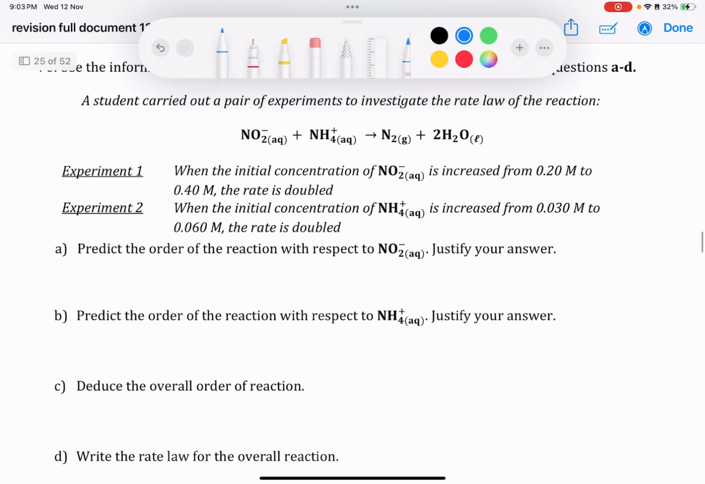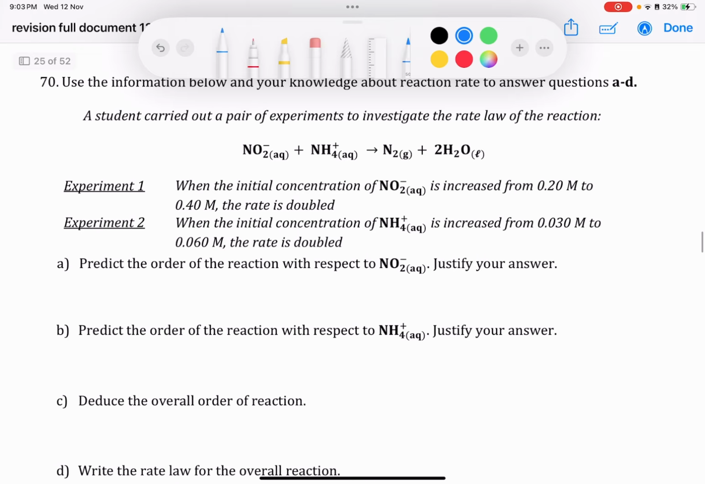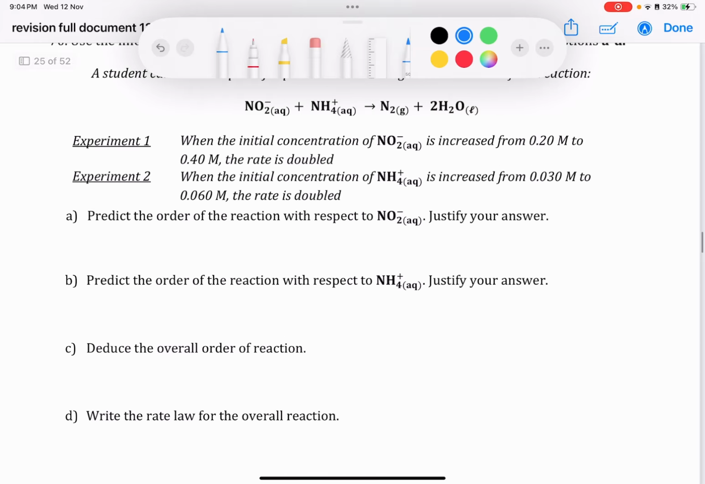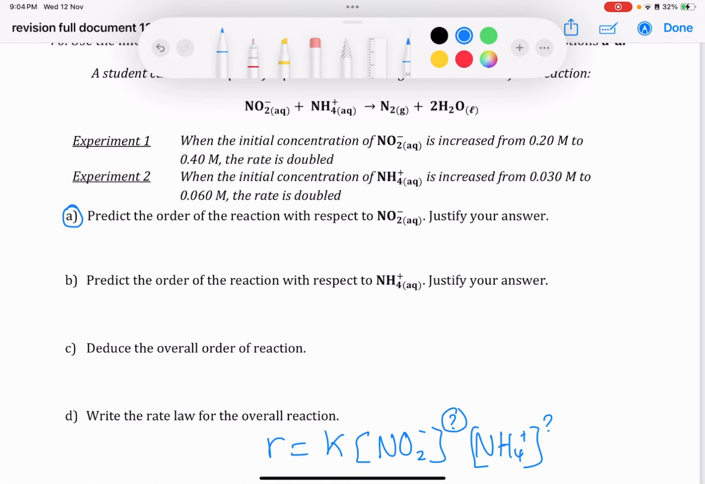Now, moving on to another question. Here I have two reactants, so I'm going to write the overall formula. I'm going to start from here: k[NO2-] to a power that I don't know yet, and [NH4+] to a power that I don't know yet. Now I'm going to read A to find this number, solve B to find this number, then deduce the overall order. Once I have those numbers, I'm going to add them over here.